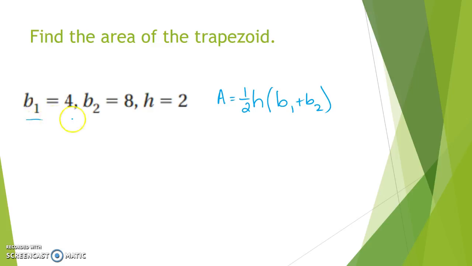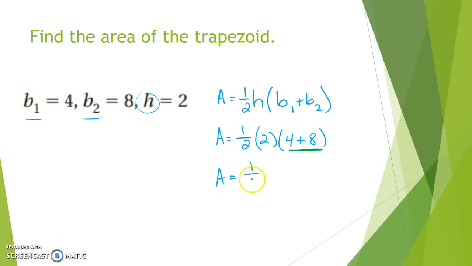Here we're already given what base 1, base 2, and our height are. So we're going to do our next step, which is the plug-in step. So 1/2 times the height, which is 2, and then in parentheses base 1, which is 4, plus base 2, which is 8. From there, we're going to follow our order of operations, and it tells us to do what's in parentheses first. The only set of parentheses that has any math to do is this last one here. We need to add those together. So we should get on our next line of work, A equals 1/2 multiplied by 2 multiplied by 8 plus 4, which is 12.